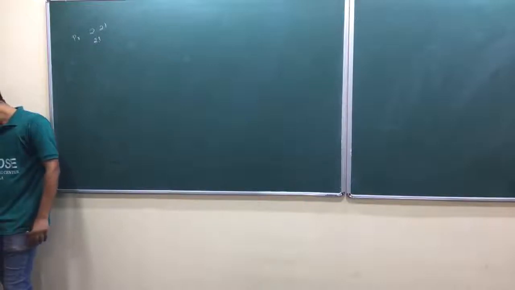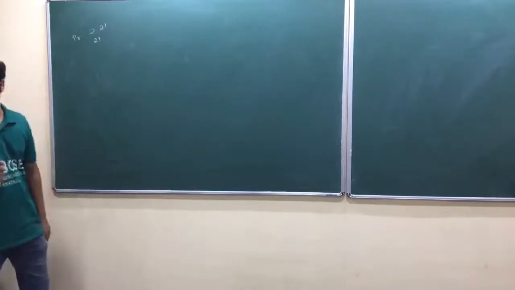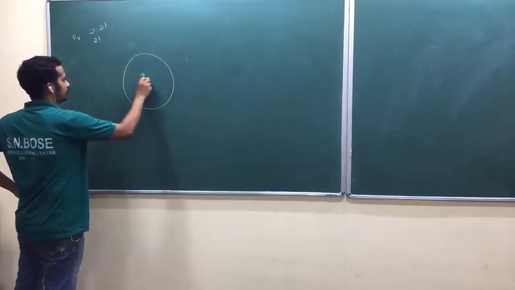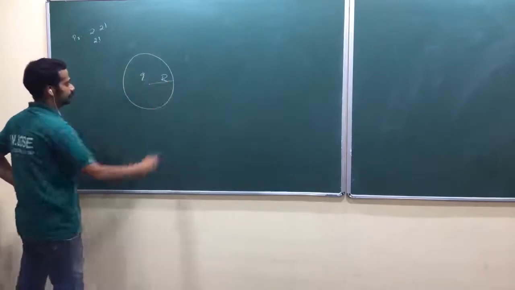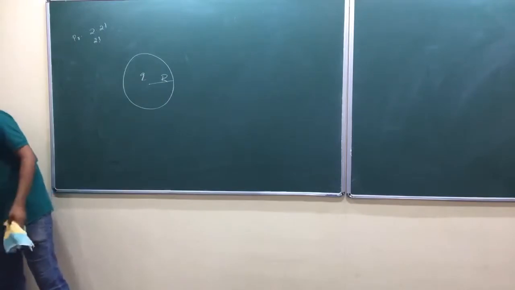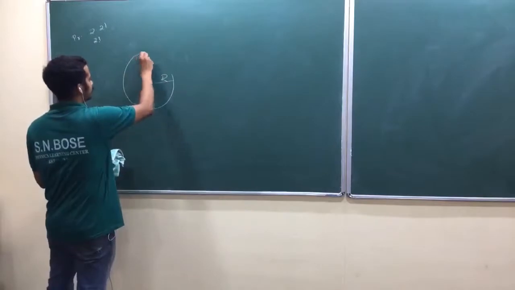One, find the potential inside and outside a uniformly charged solid sphere. Uniformly charged, okay, not a shell. Is that okay? A uniformly charged solid sphere of total charge Q and radius R. Is that okay?